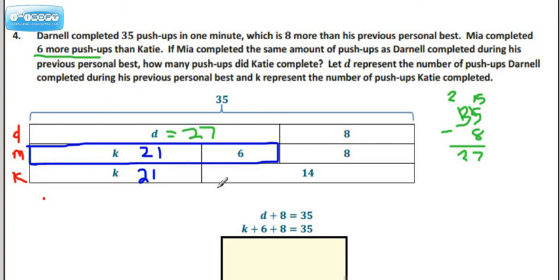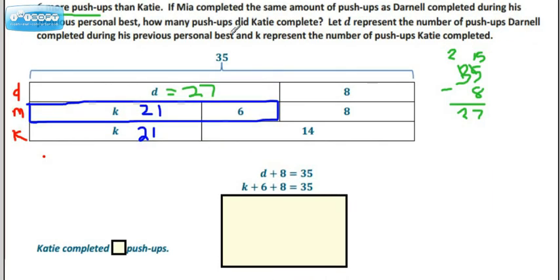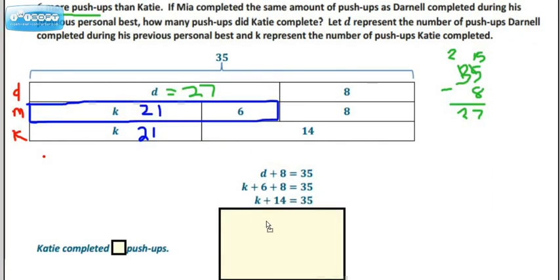And then at the same time, we can double check to make sure all our bars, because you know 6 plus 8 equals 14, add up to be 35. So 27 plus 8 equals 35, 21 plus 6 plus 8 equals 35, and 21 plus 14 equals 35. If we continue to solve this equation here, K plus 14, because that's combining these two things, K plus 14 is going to equal 35.